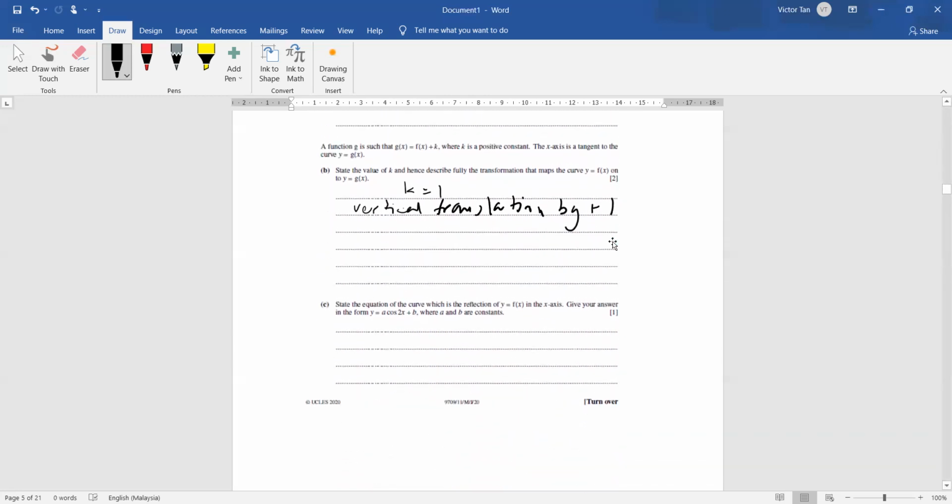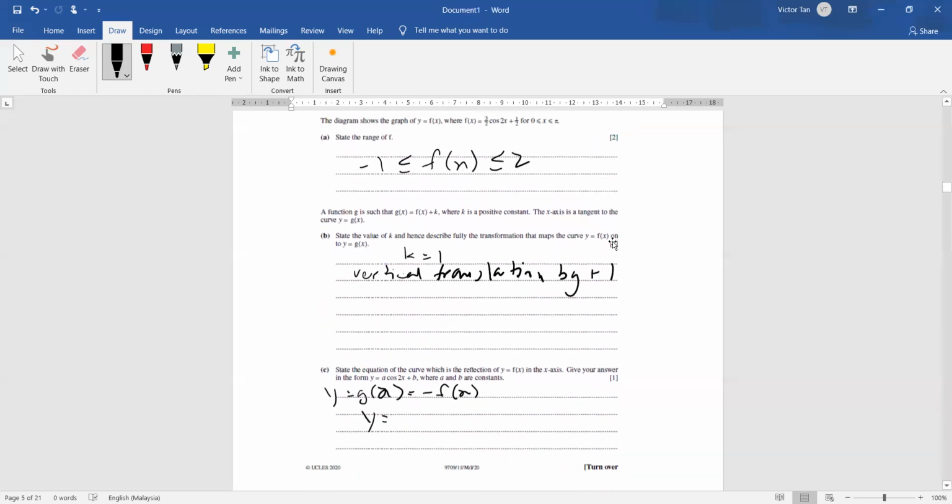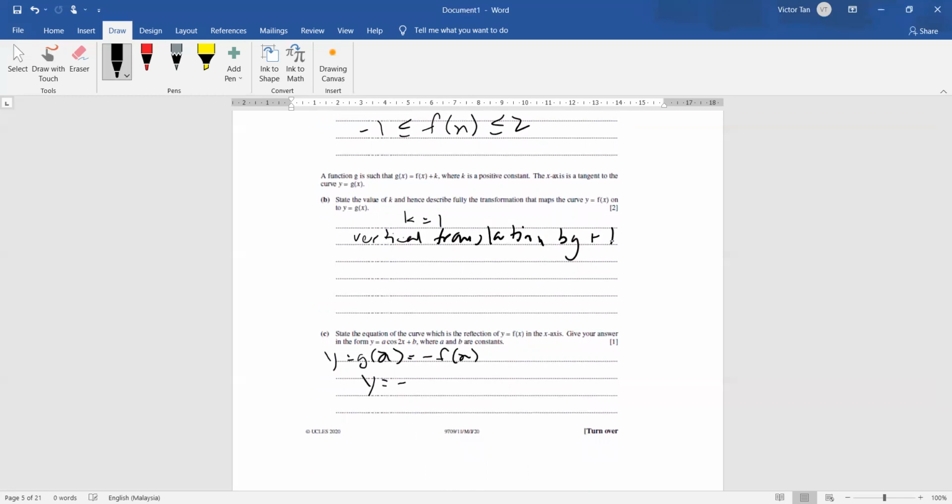State the equation of the curve which is the reflection of y equals f(x) in the x-axis. So the reflection of f(x) in the x-axis is g(x) equals minus f(x), which is y equals minus 3/2 cos 2x minus half. That's it. Very simple.